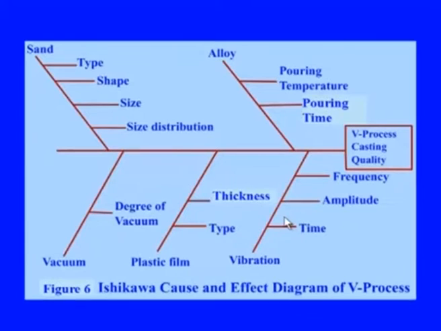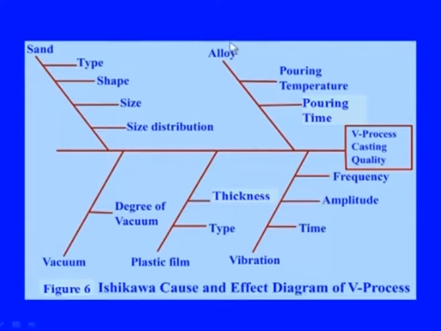It depicts that the following process parameters considerably affect the quality of castings produced by this process. Here is the Ishikawa cause and effect diagram. These are the major parameters like sand. In sand, the type of sand, shape of the sand, size of the sand and size distribution of the sand can cause some quality based product parameters in this process.